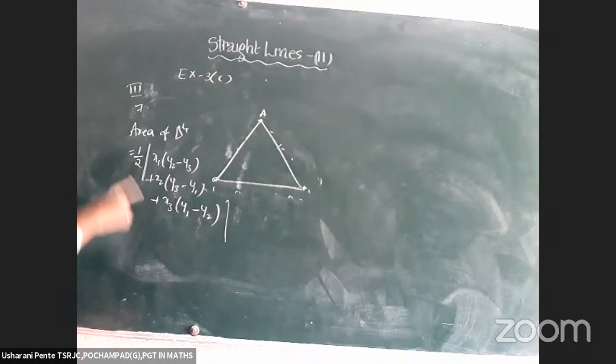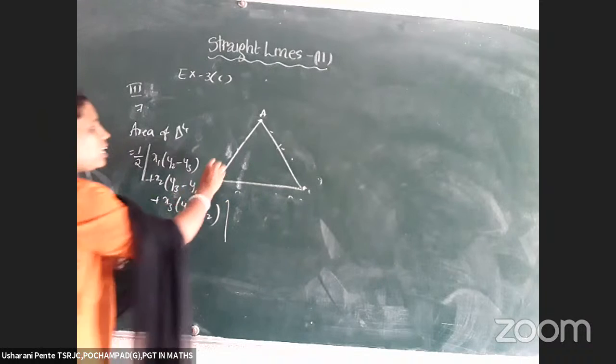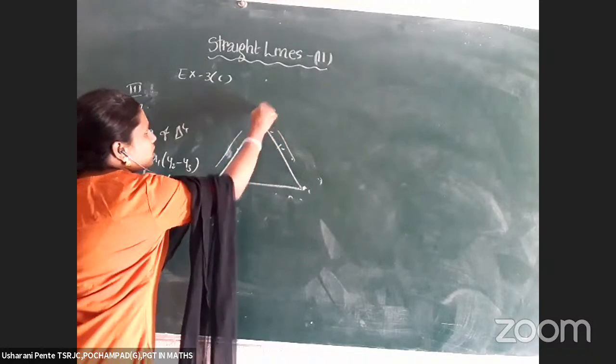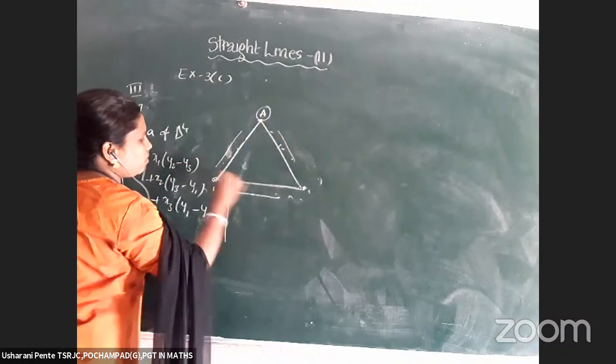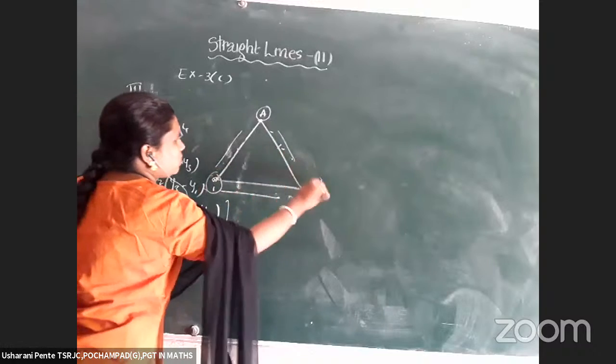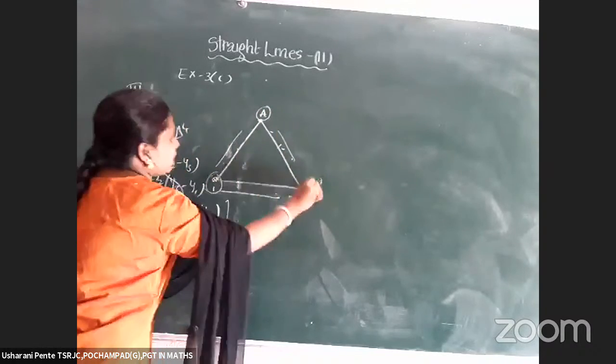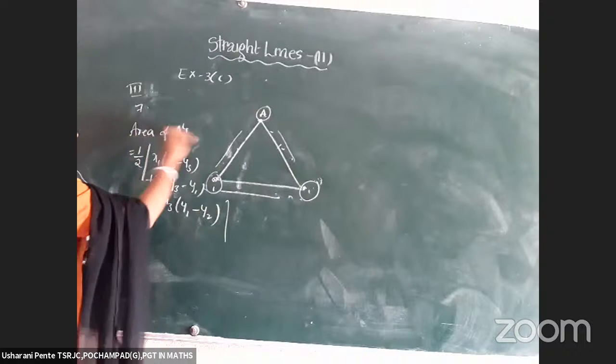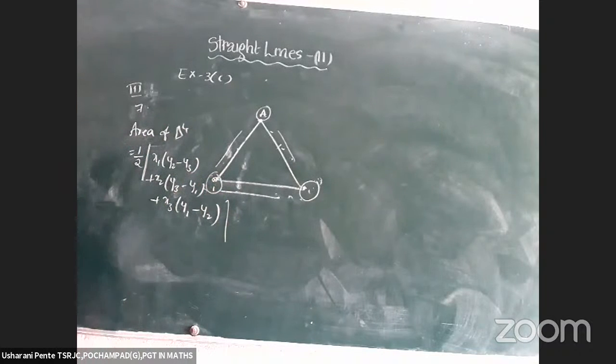So hence we can find it in this way. Once you solve these equations two at a time, you will get the coordinates. Once you get the three coordinates, you can find the area of the triangle using this formula.